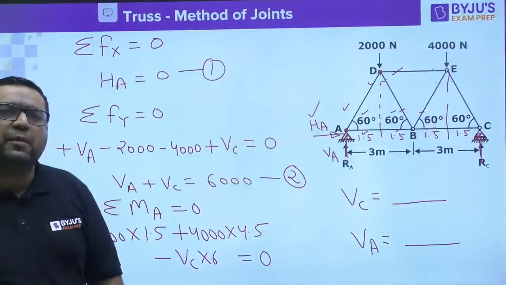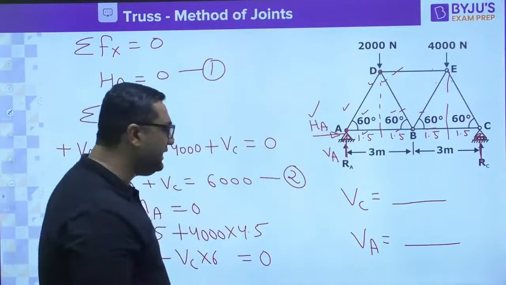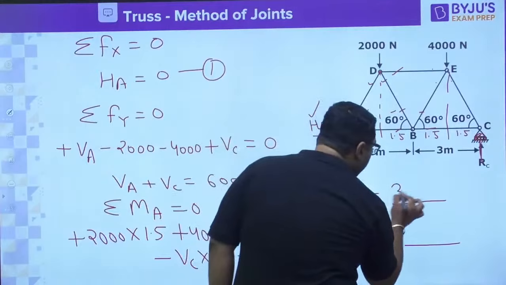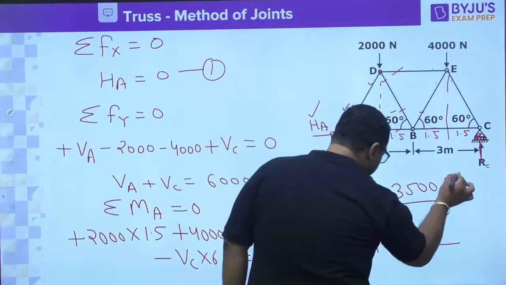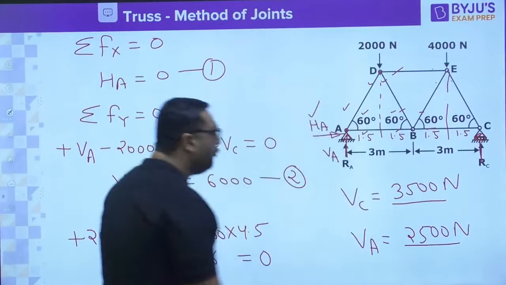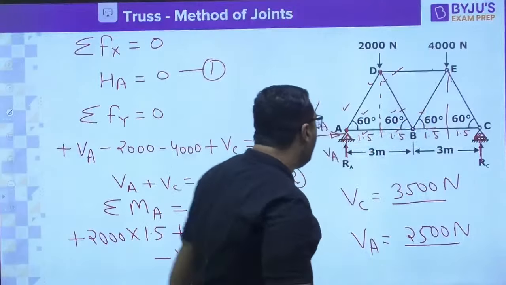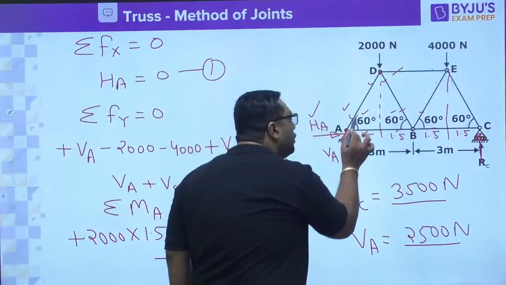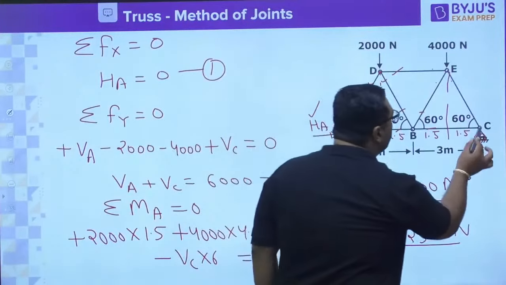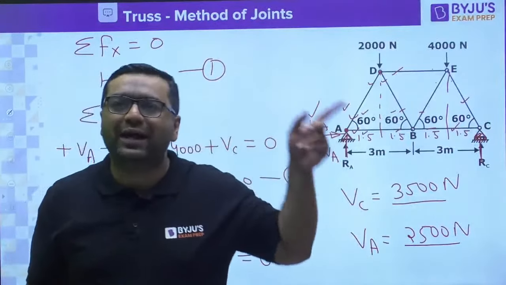Zero force member I already told you previously. Very good, Suparno. VC will be coming out to be 3500 Newton and VA will be coming out to be 2500 Newton. So now we know the reactions. Now if you see this figure, at joint A there are 2 unknowns only, at joint C also there are 2 unknowns. So now we will be considering joint A and joint C.